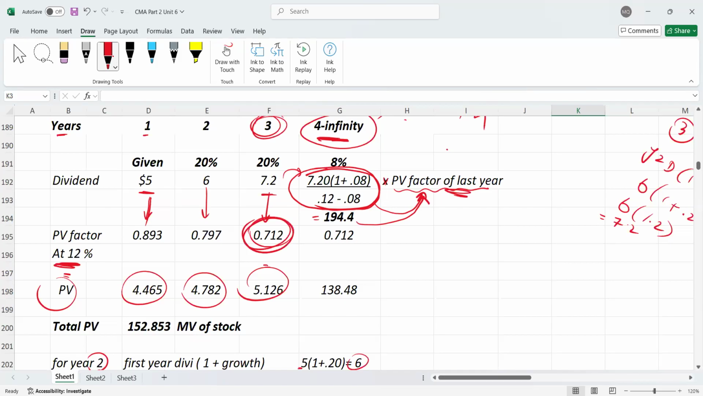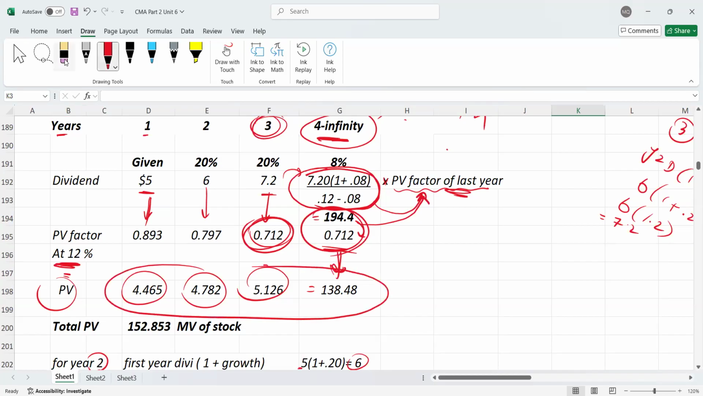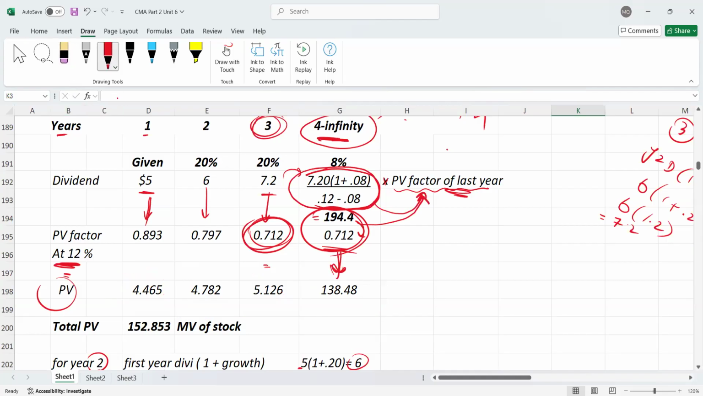And year three present value factor is how much? 0.712. So now this figure I'll multiply with this 0.712, which is the present value factor of last year, and I'll get this present value. And now I'll add all these figures. If I add all these figures, this is going to be my present value of future cash flows. Okay. And if I add all these, this is called present value of future cash flows, which will be 152.853, and this is your market value of the stock.